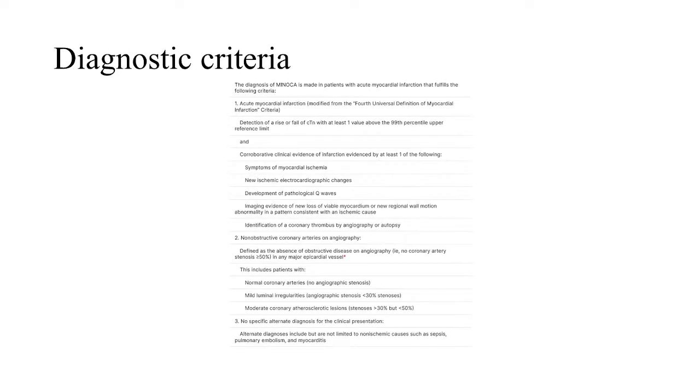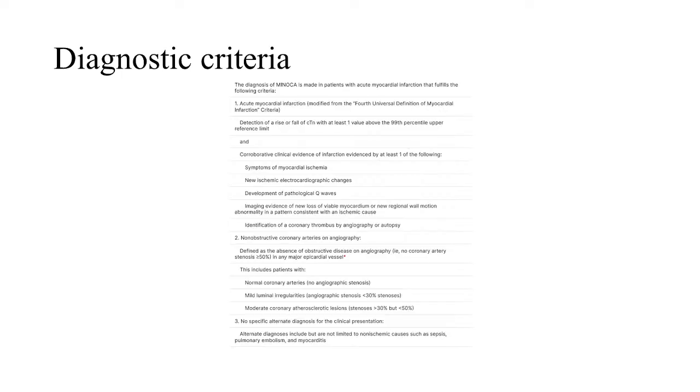So the diagnostic criteria of MINOCA is the same as the fourth universal definition of MI criteria, which was already said: troponin levels above the 99th percentile of the upper reference limit, together with either symptoms, new ECG changes, Q waves, regional wall motion abnormality, or angiography showing an occlusion. Just remember that in MINOCA, in this angiography you should not be getting an occlusion. So that should not be there. It should be non-obstructive coronary arteries on angiography.